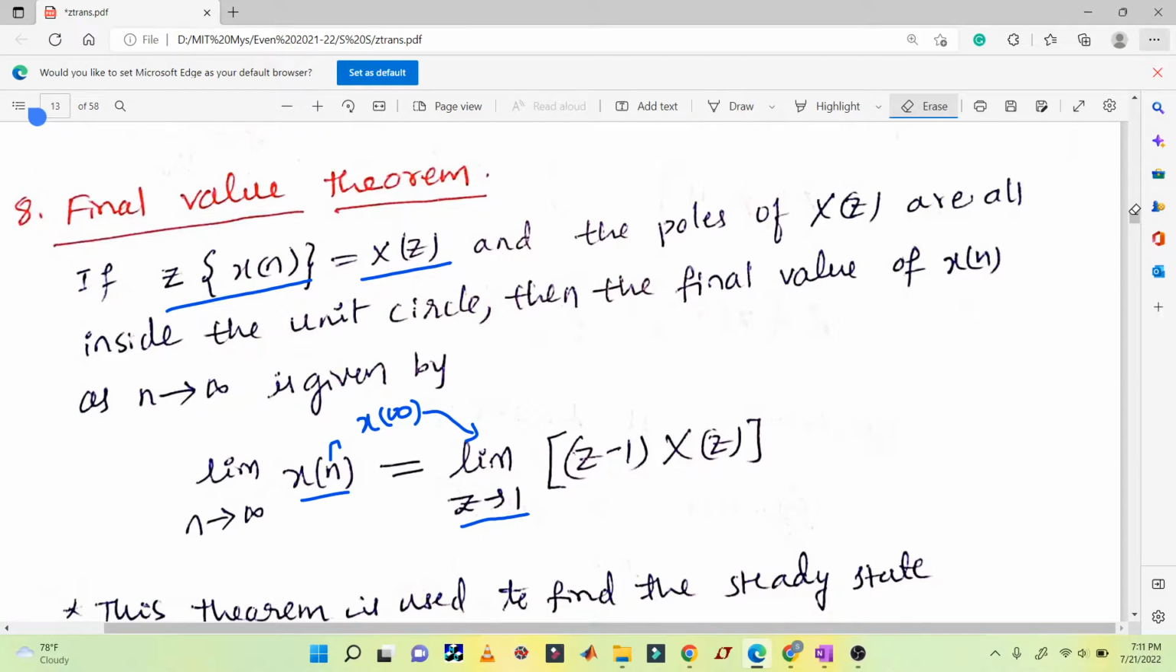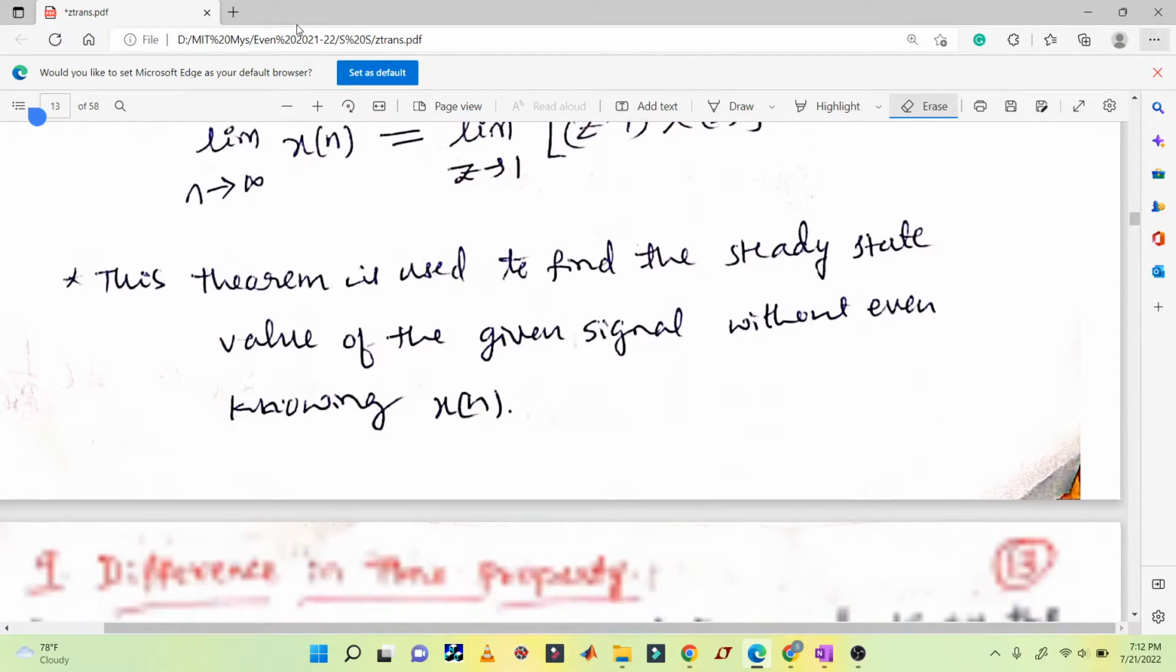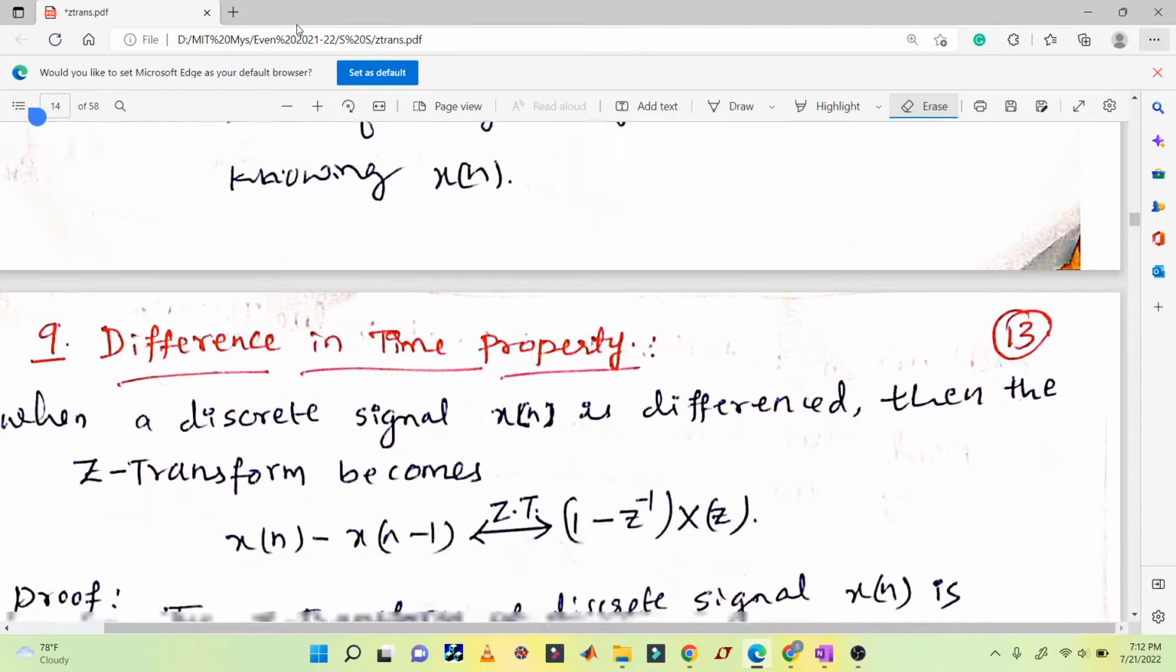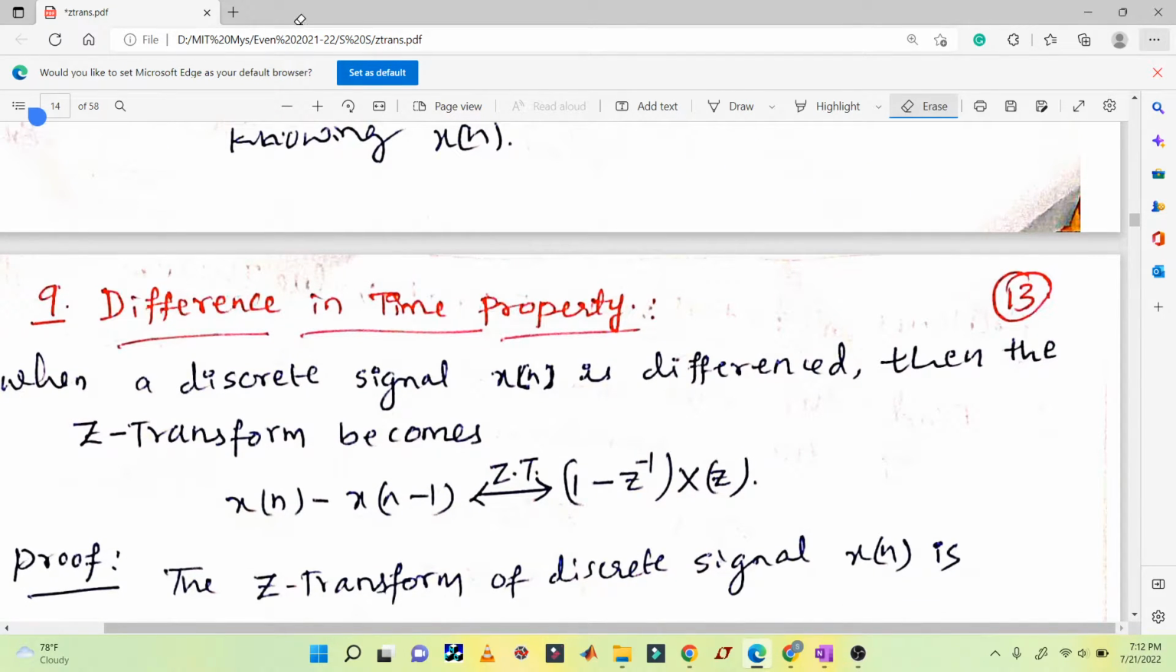Only a statement I am giving. As n tends to infinity, limit z tends to 1, z minus 1, x of z. Using this we can find out the steady state value of a given sequence, or x of infinity. Next, the difference in time property. It is nothing but the shift property only, but given in a different manner.